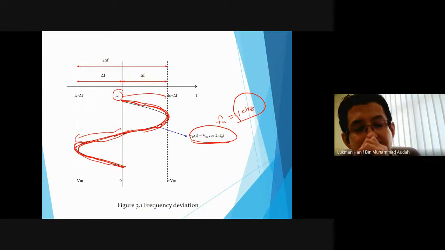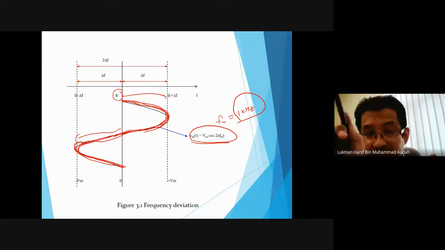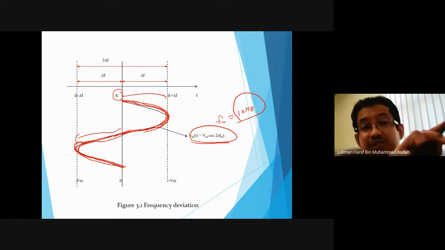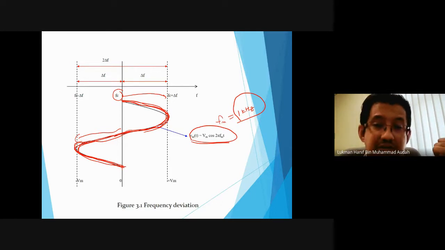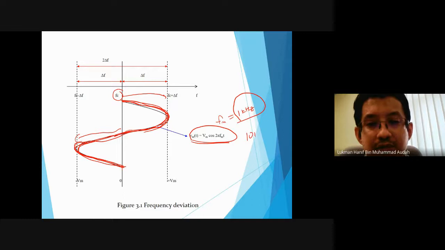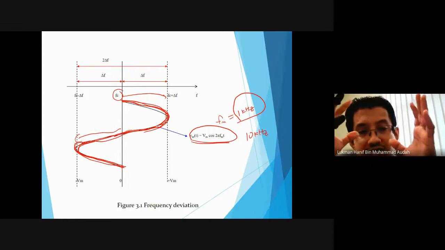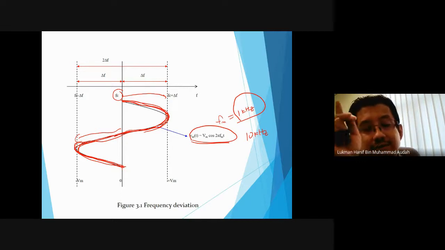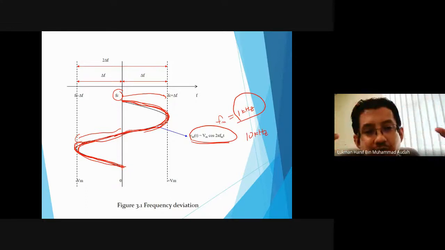Okay. So the rate of oscillation carrier bergantung kepada frekuensi input message. Kalau input message 10 kHz, that means the rate of oscillation for the carrier change 10,000 times in 1 second. Nampak, dia punya perubahan itu sangat laju. Okay. So dia punya gelombang itu you akan lihat dia rapat-rapat.